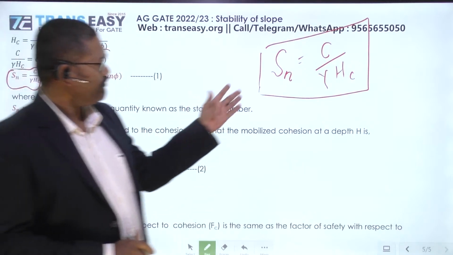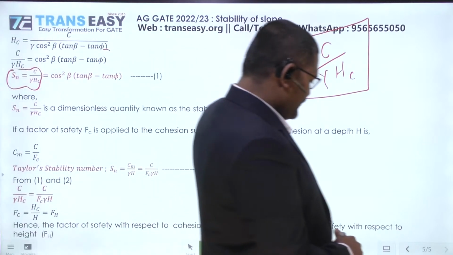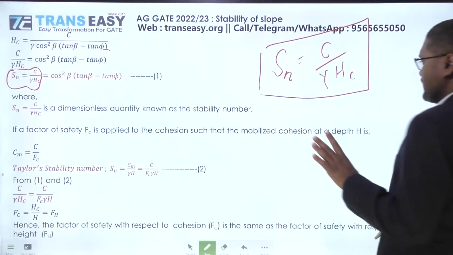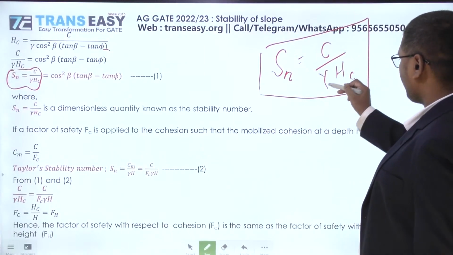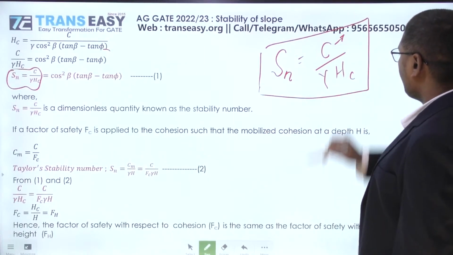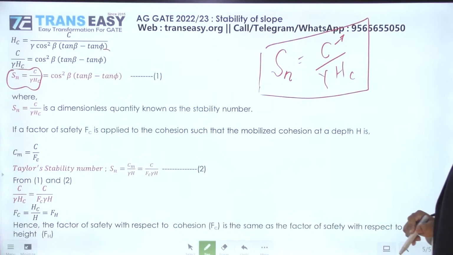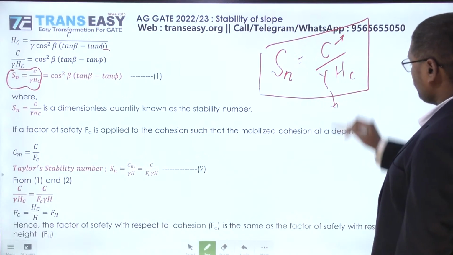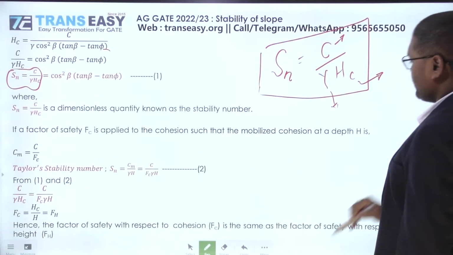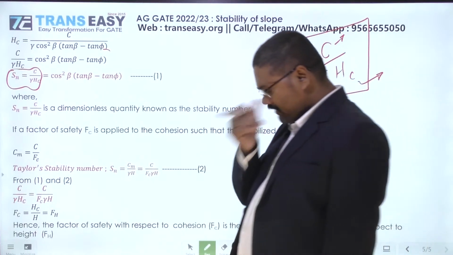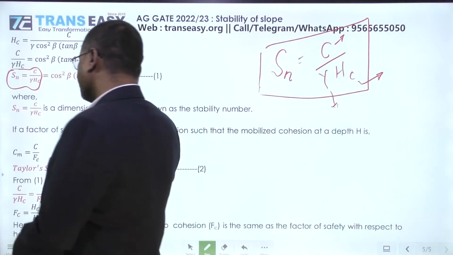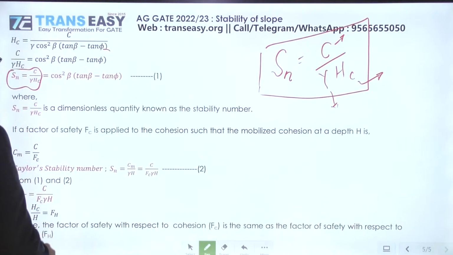This is a dimensionless number and it is called the stability number. C upon gamma Sc, where C is the cohesion of the soil, gamma is the unit weight, and this is the critical depth. Critical depth. Okay.